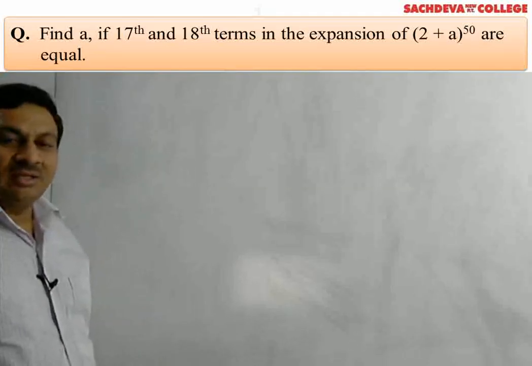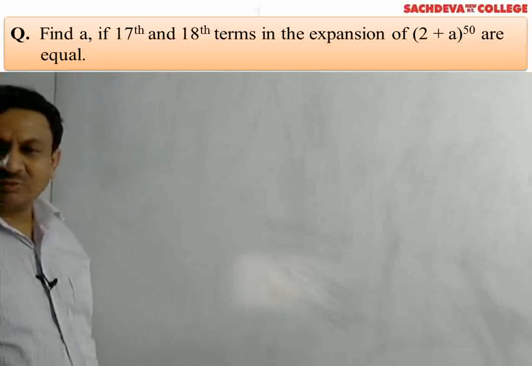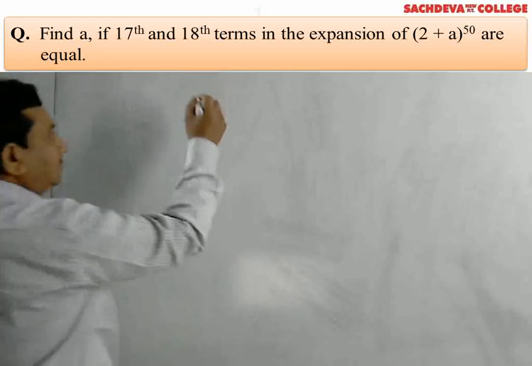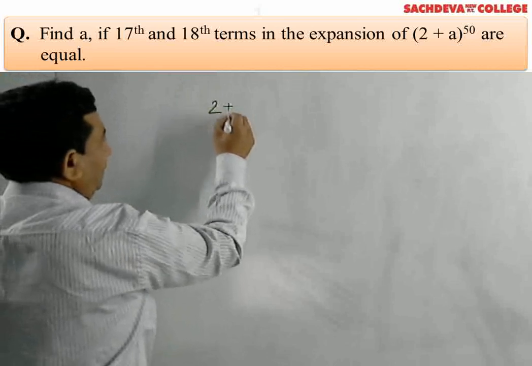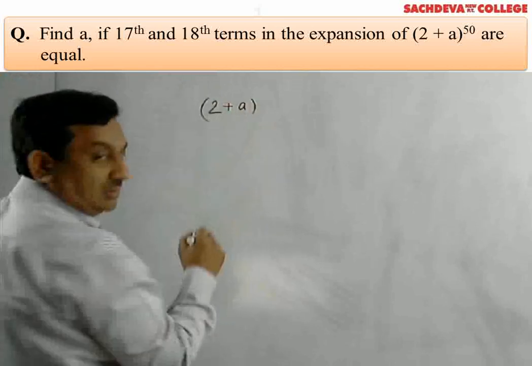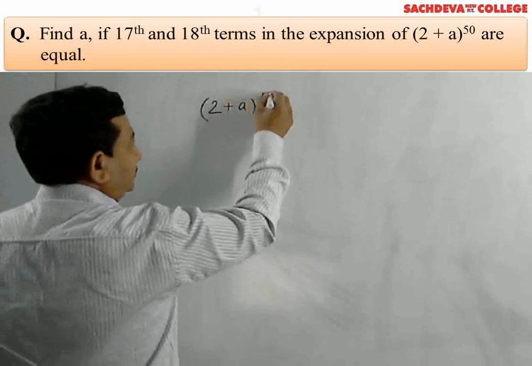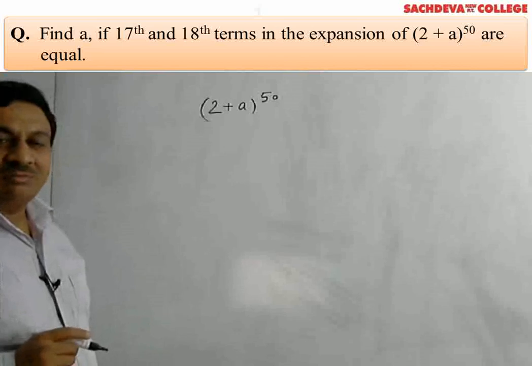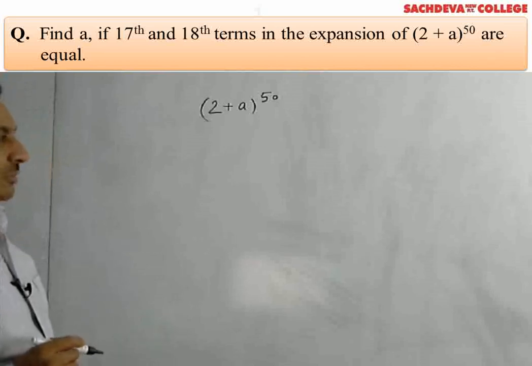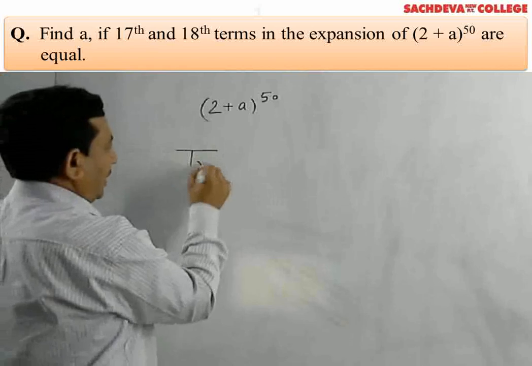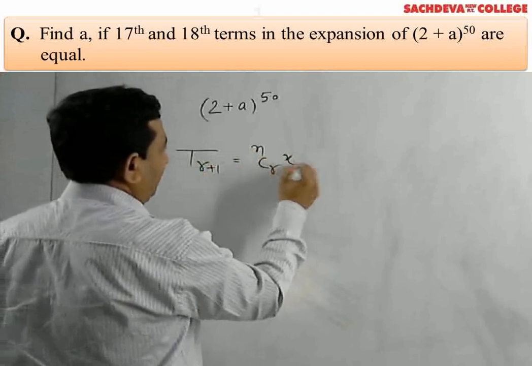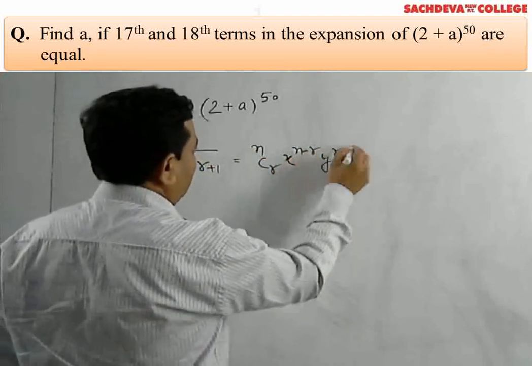Find a if the 17th and 18th terms in the expansion of (2 plus a) to the power 50 are equal. So given that (2 plus a) to the power 50, we know that the r plus 1th term in the expansion of (x plus y) to the power n is T(r+1) equals nCr x to the power n minus r y to the power r.